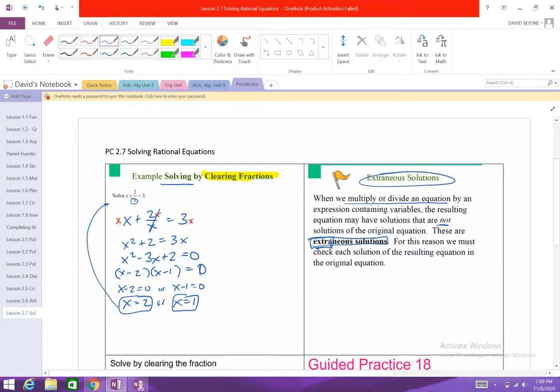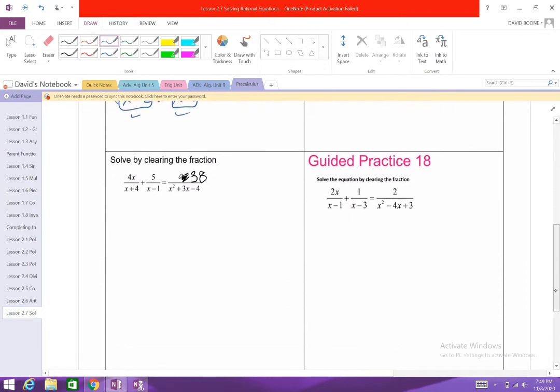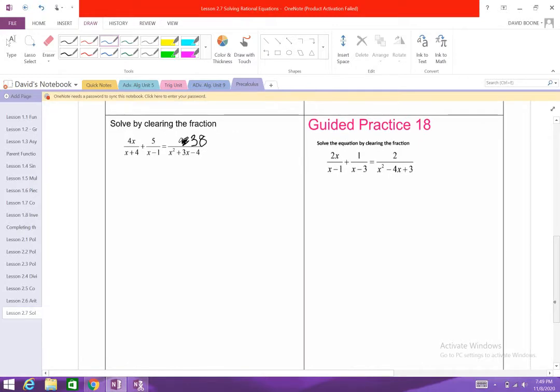So we put 2 back into that equation. We get 2 plus 2 over 2. Does that equal 3? Yeah, 2 plus 1 equals 3. And then put 1 in this. So we get 1 plus 2 over 1. Does that equal 3? Yep, 1 plus 2 equals 3. So they both check out. There aren't any extraneous solutions. So let's try another one, and then we'll give you an opportunity to practice on your own.